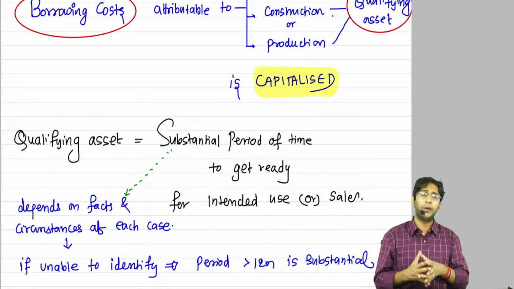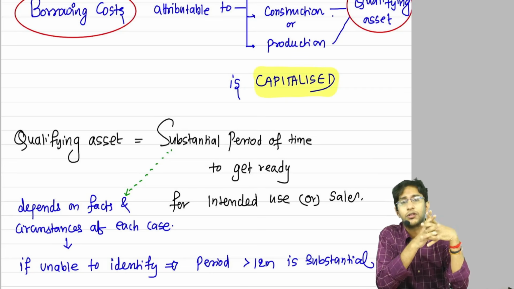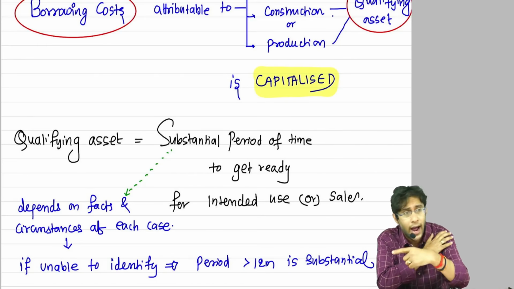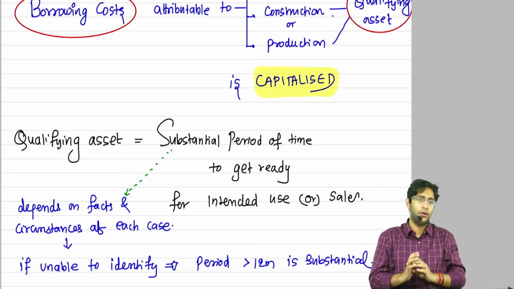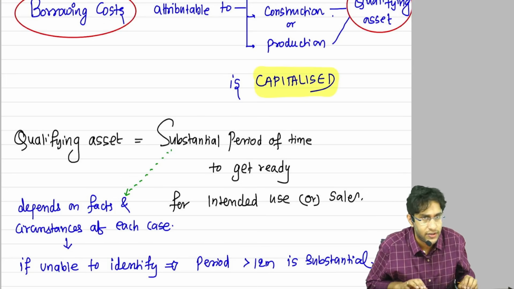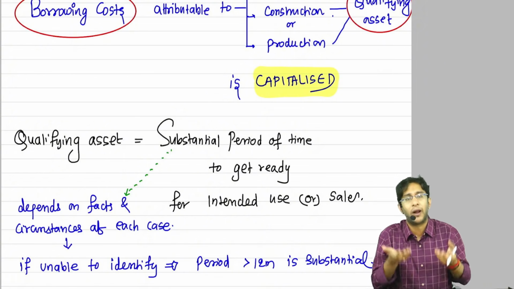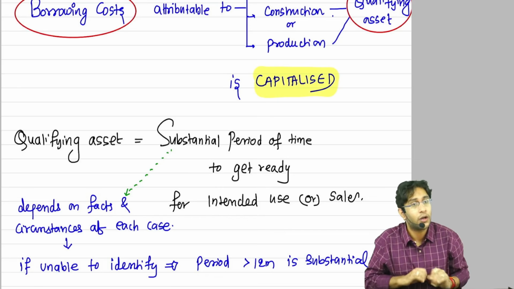What is the advantage of becoming a qualifying asset? If you are classified as a qualifying asset, whatever interest cost on the borrowing is there, instead of throwing it to your P&L account, you will add it to the cost of the asset. So you will escape an expenditure in the P&L account. Are you understanding, sir? Now, sir, if I escape an expenditure in the P&L account, my profit will rise. No, sir, I am happy. True. You are happy now, not forever.